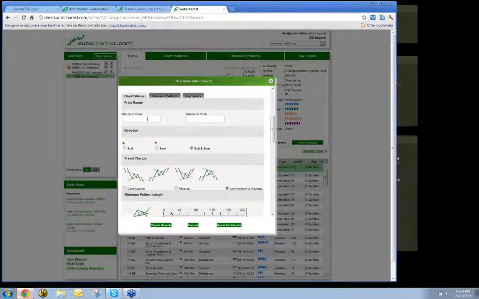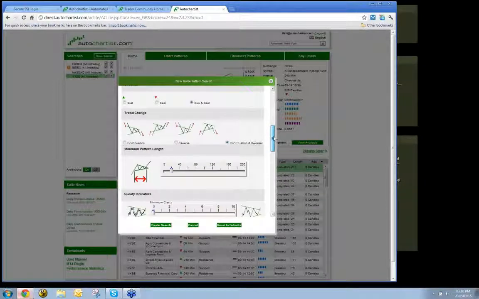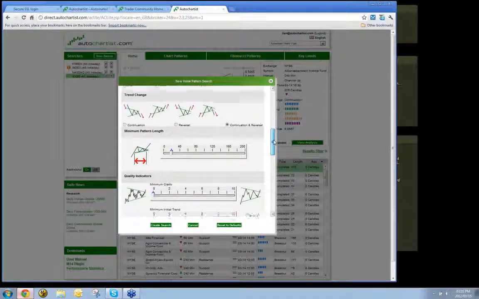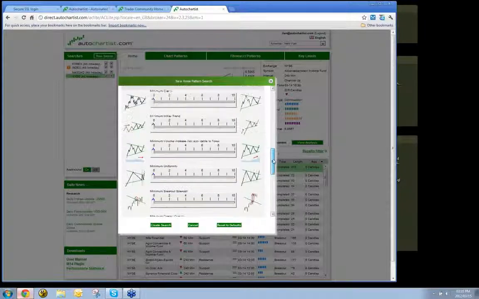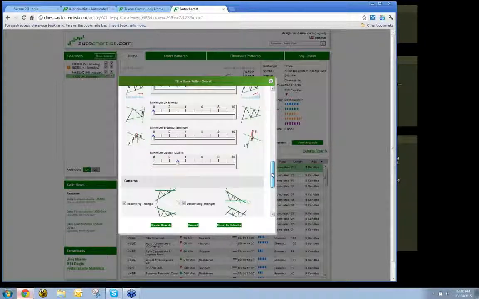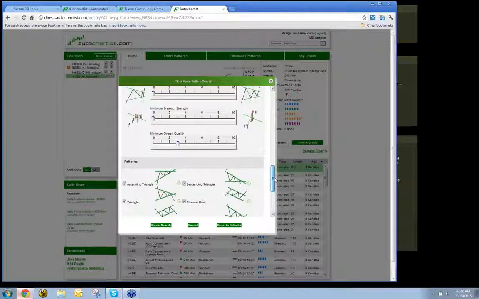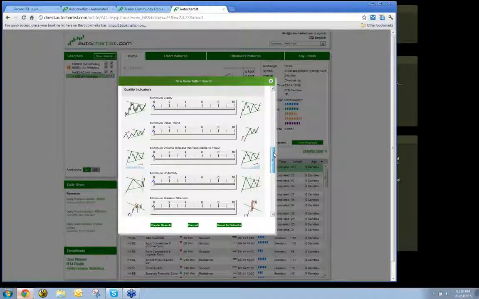So, for example, if I'm trading stocks and I don't want penny stocks, I can put a minimum price of, let's say, $5 for a stock, and a maximum price of, let's say, $120 for a stock. I can look for bullish or bearish signals. In this case, I want both. I look for reversal or continuation patterns, and all types of indicators, which are geared really towards the more sophisticated technical analyst. I normally like to leave all my search criteria as a default.